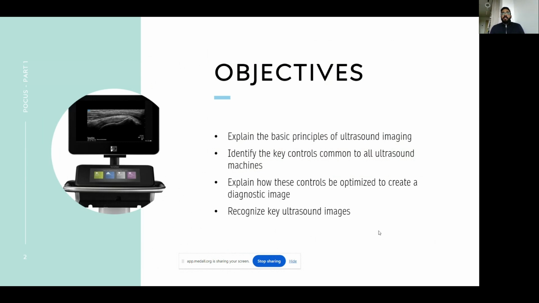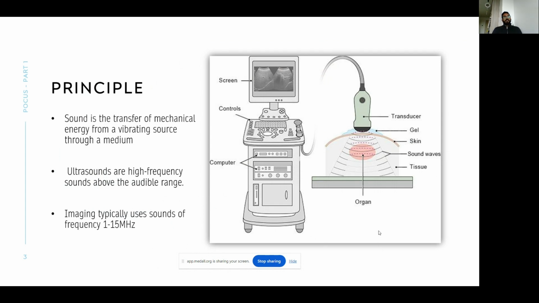So let's start with what sound is. Sound is the energy that is produced by a vibrating surface and that is transmitted through a medium. Specifically for our imaging, we use ultrasound. Ultrasound has a frequency that is way higher than the audible range, typically between 1 and 15 megahertz for imaging.